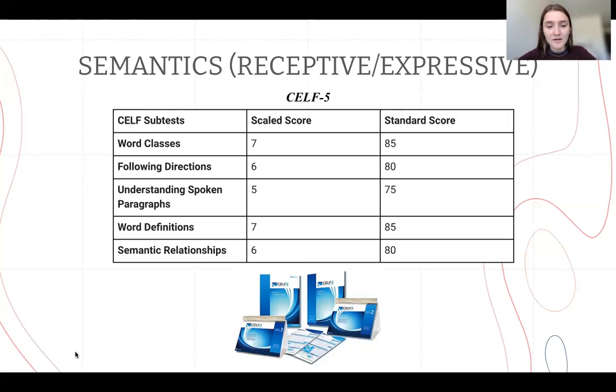And lastly, the semantic relationship subtest, he received a scaled score of 6 and a standard score of 80. The purpose of this subtest was to test his ability to explain temporal relationships, to use a passive voice, to compare items to one another, to identify direction and location of objects, to explain the meaning of sentences, and finally to utilize serial order. And since these scores also fall within 2 standard deviations below the mean, they are considered low average.